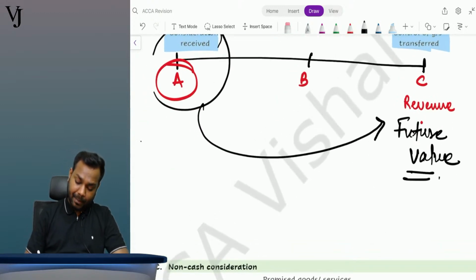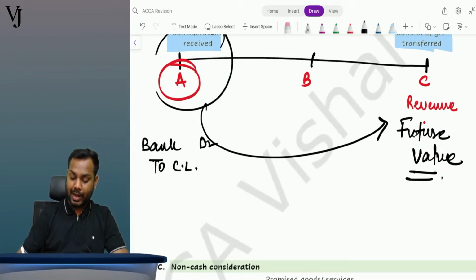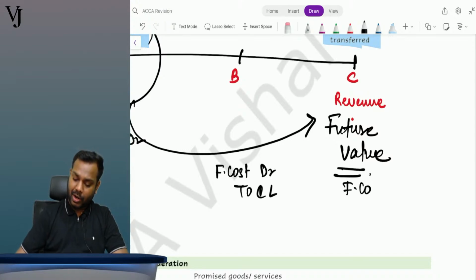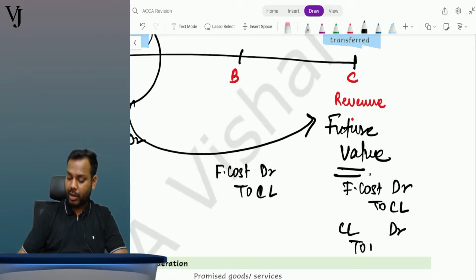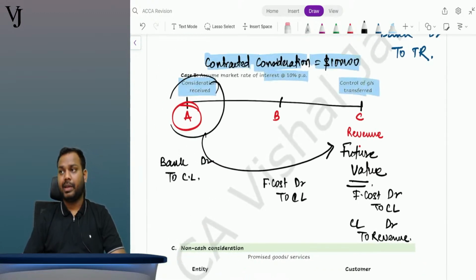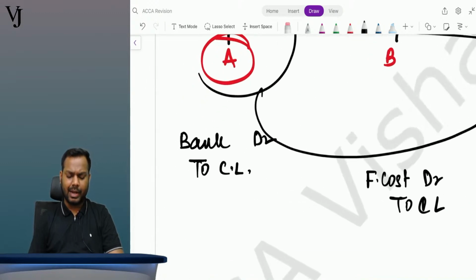Journal entry will look like this: bank account debit to contract liability. Now here what will happen? Finance costs account debit to contract liability. Contract liability account debit to revenue. Is it clear, everyone? Yes, bank account debit to advance, or you can say contract liability. I prefer to write contract liability.